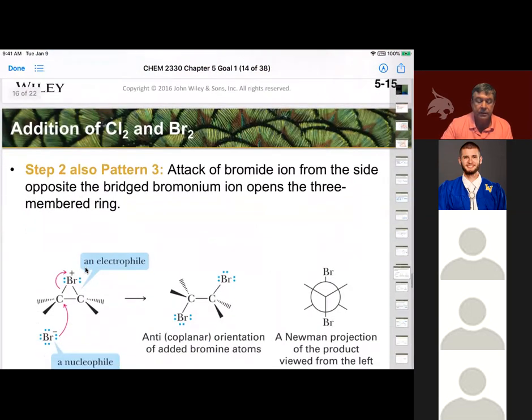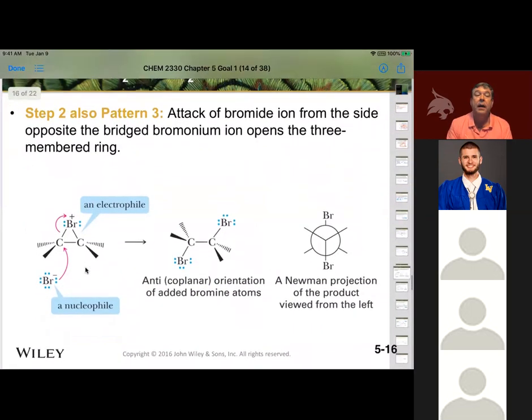Okay. So the second step on that is, again, pattern 3. We now have a positively charged bromonium cation that's in a ring, a three-membered ring. And now we have a positive charge on here. And so it turns out the bromine right here could attack up here at the, whoa.